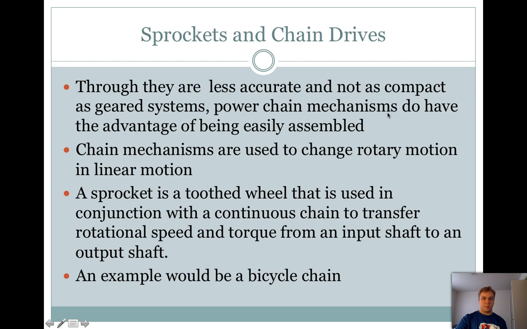Sprockets and chain drives. Though they are less accurate and not as compact as gear systems, power chain mechanisms do have the advantage of being easily assembled. Chain mechanisms are used to change rotary motion into linear motion. A sprocket is a toothed wheel that is used in conjunction with a continuous chain to transfer rotational speed and torque from an input shaft to an output shaft. An example would be a bicycle chain.